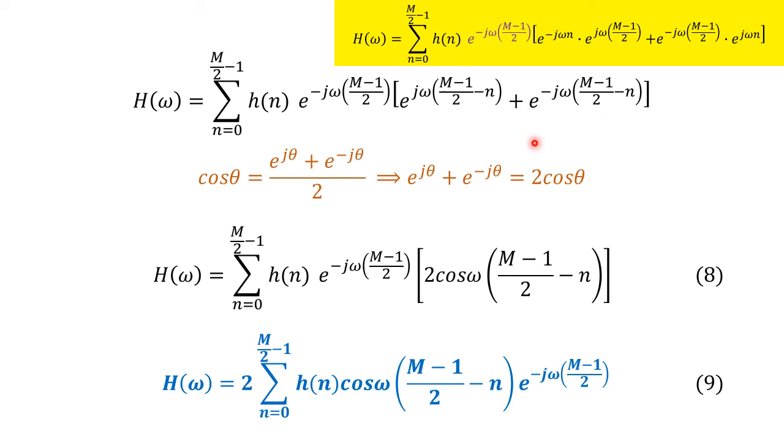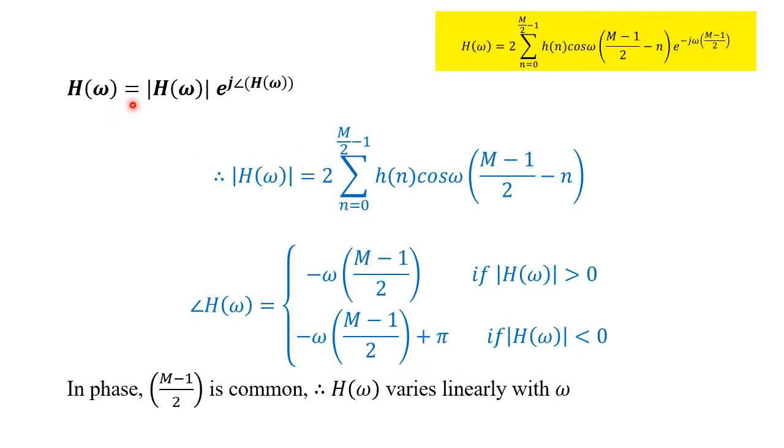So substituting in place of these two exponentials with equivalent cosine representation, we get h of omega is equal to, so from summation up to this part, this is a common factor, into 2 cos omega of m minus 1 divided by 2 minus n. So in this expression, we can observe 2 is a constant value, we can take this outside the summation, and rearranging this complete expression, we can finally write it as h of omega is equal to 2. So this 2 has been taken outside the summation. So 2 summation n is equal to 0 to m by 2 minus 1 h of n as it is, and first written cosine part cos omega of m minus 1 by 2 minus n, then written this exponential part e to the power of minus j omega of m minus 1 by 2. So this is the final expression that we required.